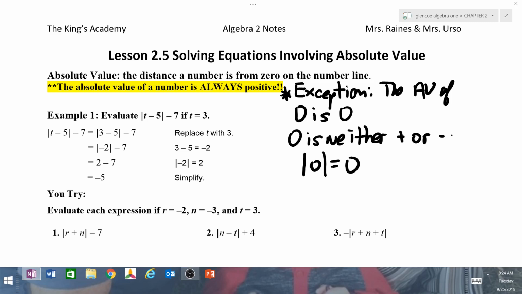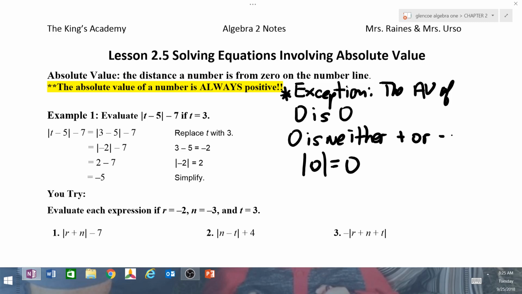The absolute value of any positive number is positive. The absolute value of any negative number is positive, but the absolute value of zero is zero, and zero is neither positive nor negative. So we're going to start out real simple and easy, just by substituting some numbers into the absolute value symbols and working them.